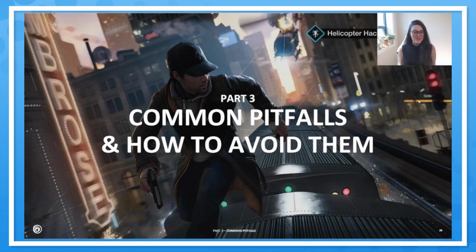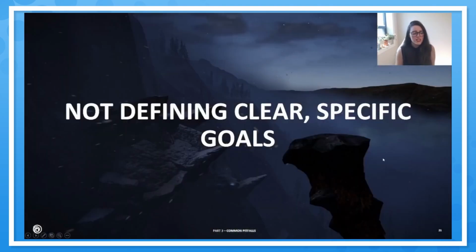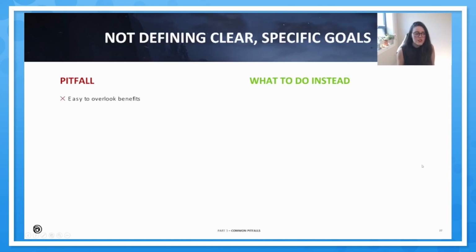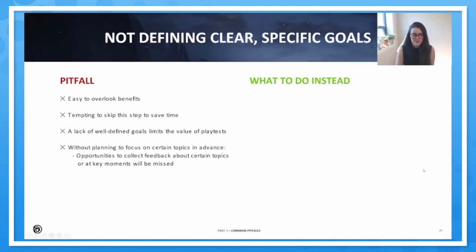All right, so now it's time to get into those pitfalls and give you some tips so you can avoid them. So first up is not defining clear, specific goals. It can be really easy to overlook the benefits of determining exactly what you want to learn from each playtest. And it can be tempting to want to skip this step to save time, but not doing so will really limit the value of your playtests.